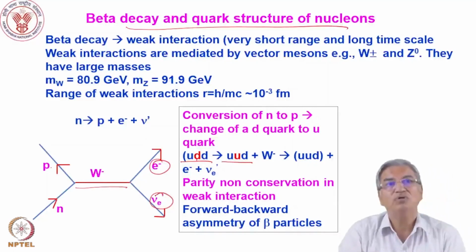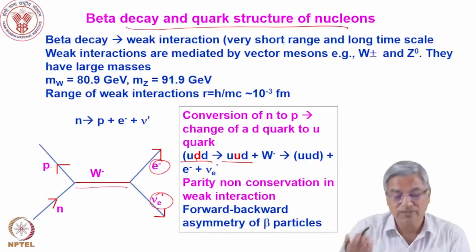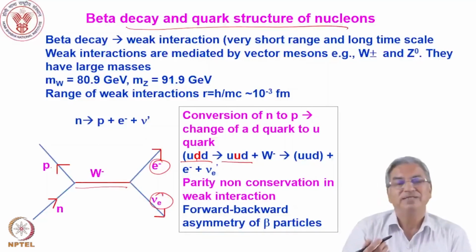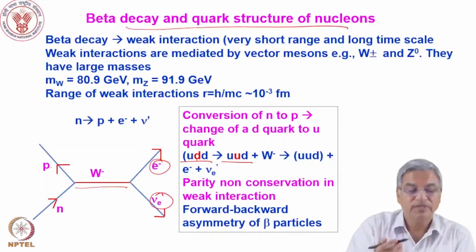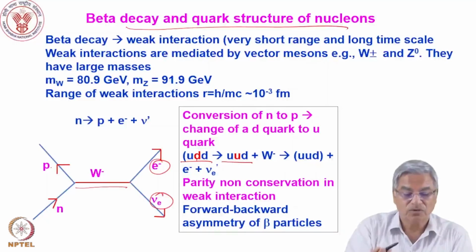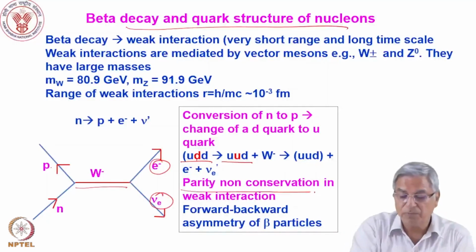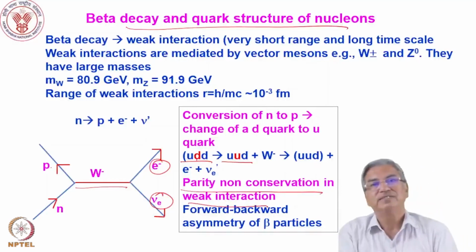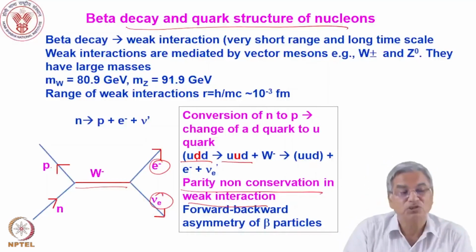So that is how, in fact, the advanced theory of beta decay is in terms of the weak interaction, whereby when the neutron is converted into a positive proton, a W boson is emitted, and in the process, the W boson breaks into an electron and a neutrino. And the forward-backward asymmetry of beta particles, in fact, was observed. That explains that in beta decay or in the weak interactions, parity is not conserved.